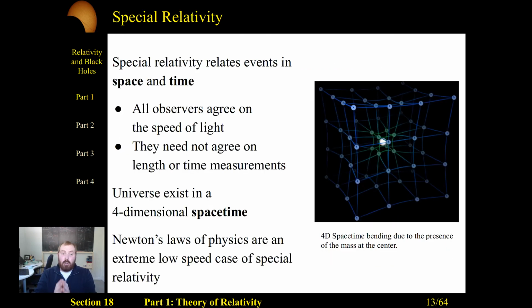So, special relativity. What it does is it relates events in space and time. We cannot separate them anymore. Everyone must agree on the speed of light, but a consequence of this is they do not have to agree on the lengths or times of measurements. And we're going to do some examples to clarify what the heck that means. And altogether, we'd say that the universe exists in this four-dimensional space-time.